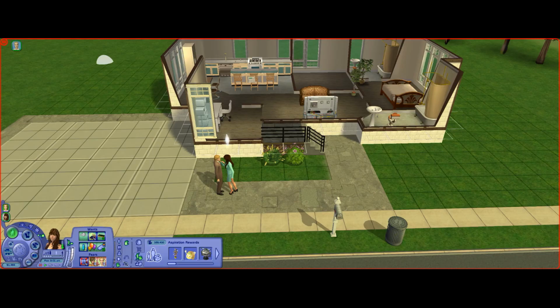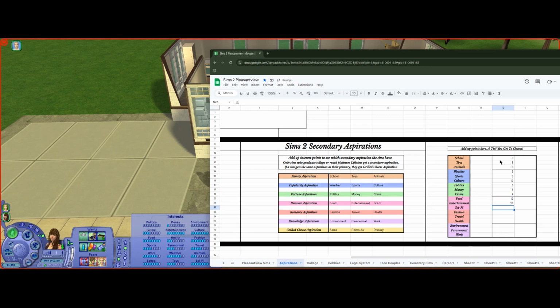And then we could do the same thing for Georgia here. Food at a 10, entertainment at a 10, and sci-fi at a 10. Oh my gosh, that's a perfect score. So as you could tell, this one's a perfect score. So now this is where it's going to get funny, okay?